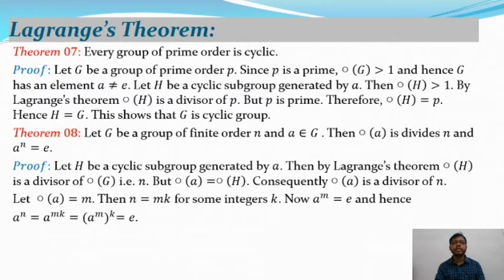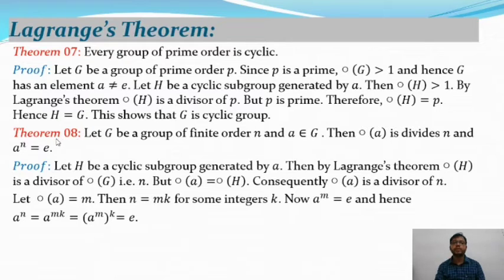So by Lagrange's theorem, you know that order of H is a divisor of p, but p is a prime number, so therefore order of H is equal to p. Hence H is equal to G. This shows that G is a cyclic group.